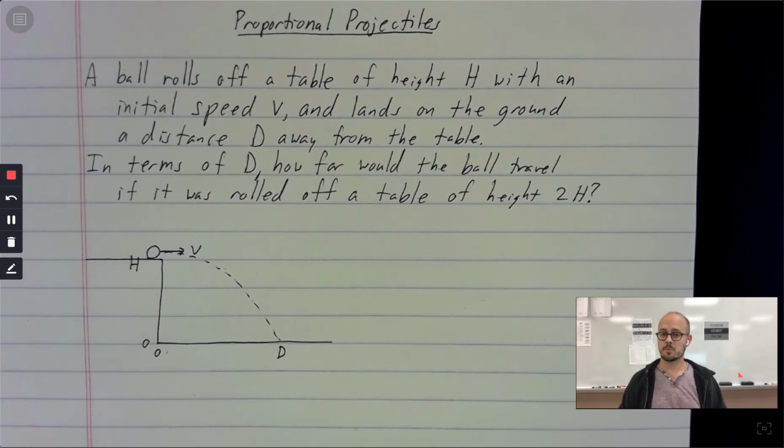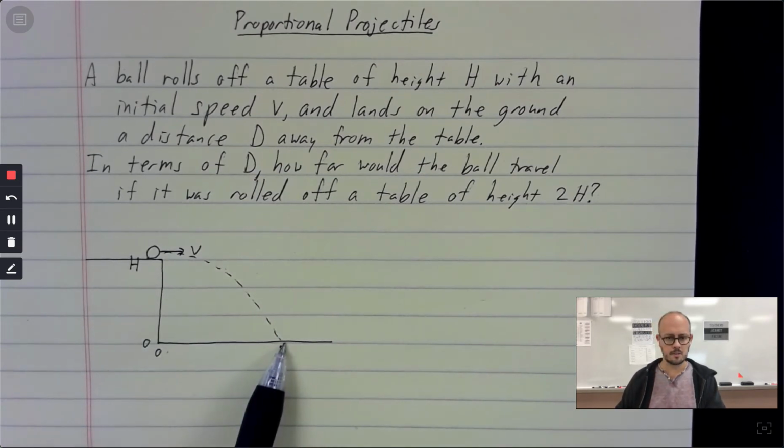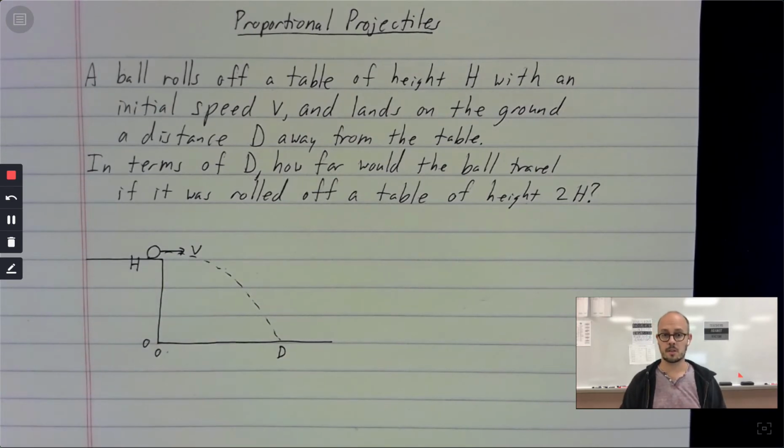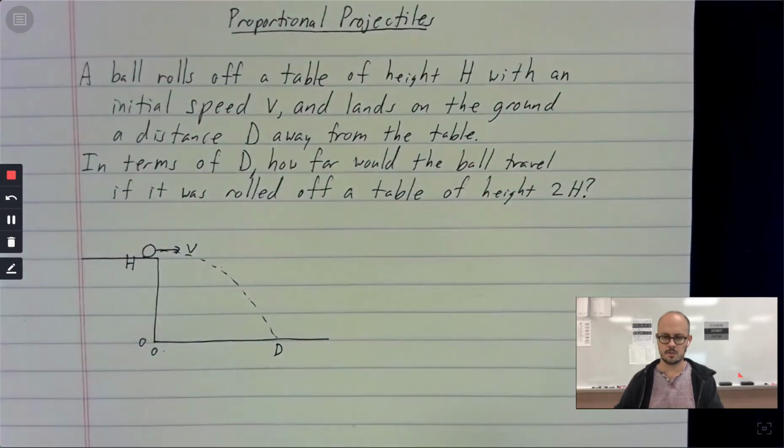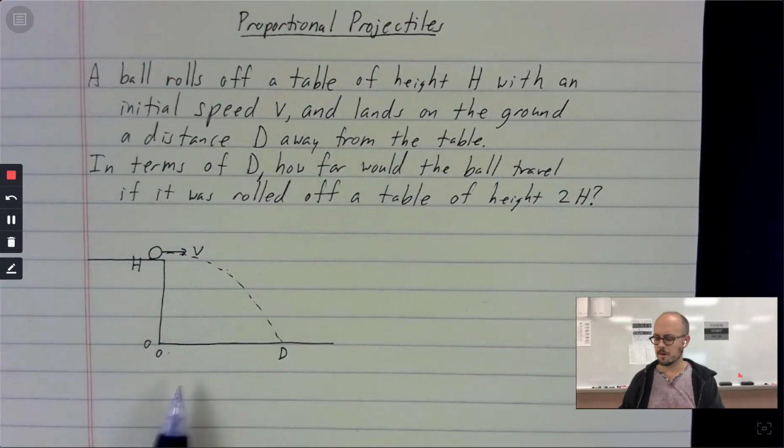Tables are flat, that's important. We know the height of the table, and we know where it lands, and we know the speed with which it travels. So that's a lot of known information. The question is, in terms of this original distance, if we increase the height of the table to double its initial value and essentially repeated this experiment, how far would it go?